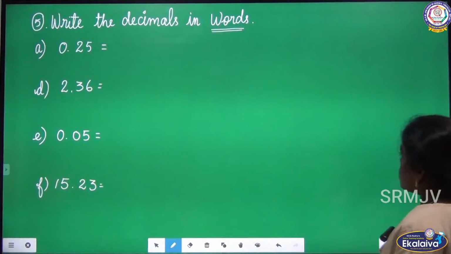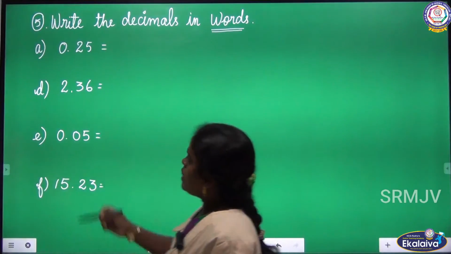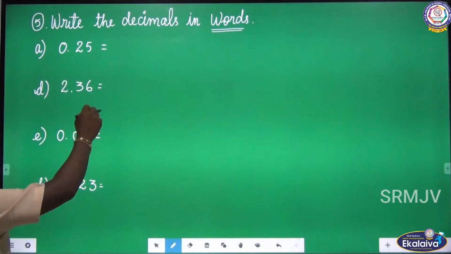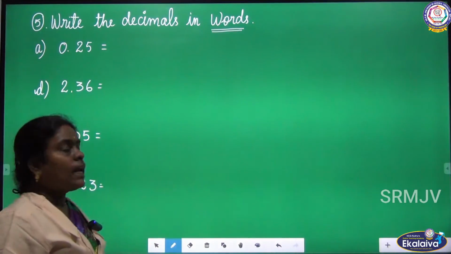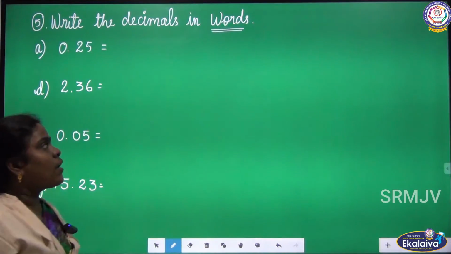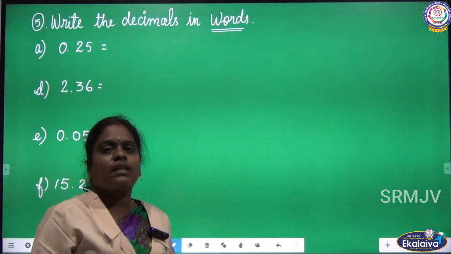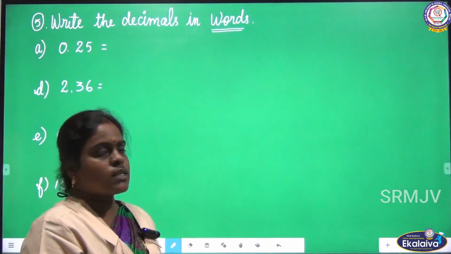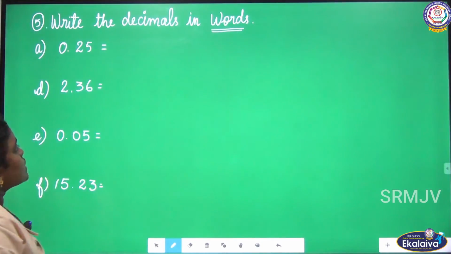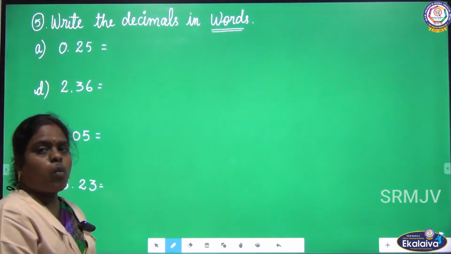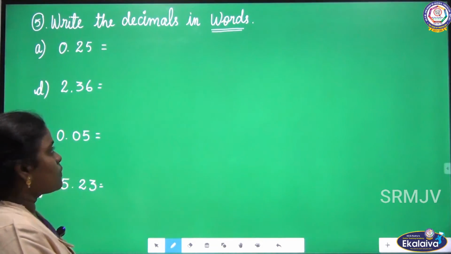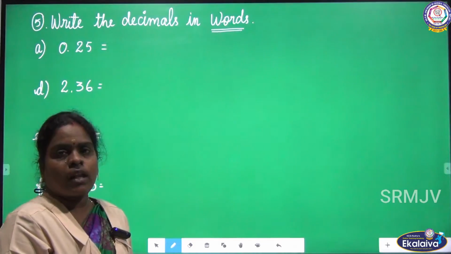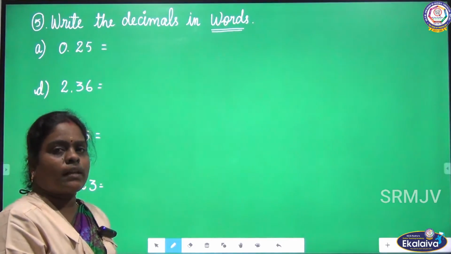We'll move to the next Roman letter. In the next Roman letter, we are going to write the given decimal in words. So I have told you words is nothing but the number name. We know the number name for the numbers. Here the first decimal is 0.25. You have to write the number name as you are reading.